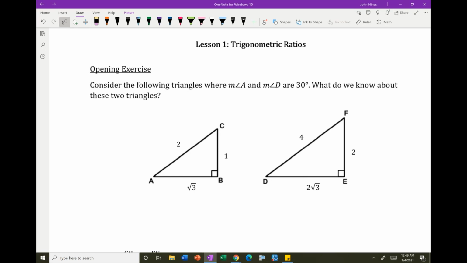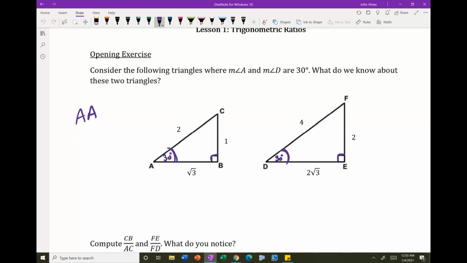So I get to play geometry teacher today, which is fantastic because I never get to do that. Where the measure of angle A and the measure of angle D are 30. So A is 30 degrees and D is also 30 degrees. What do we know about these two triangles? Well, notice that they're both right triangles, and if this angle's 30, well, that tells me they have two angles that are the same. They have two congruent angles.